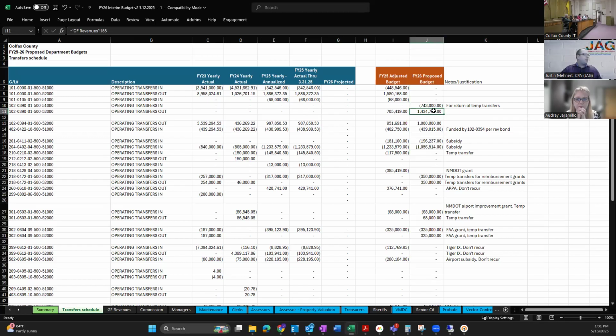So we have from the 1/12 GRT fund and the HHGRT transfers out of 2.4 million, and over 743,000 of that are temp transfers. So we need to deduct those. It's 1.7 million that is really the amounts being transferred out of general to special revenue funds to subsidize those.